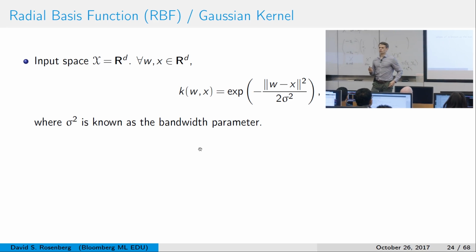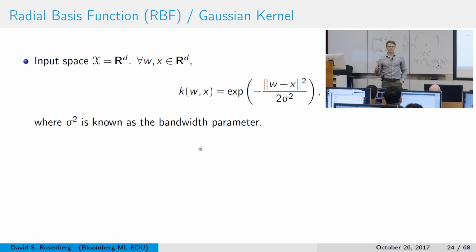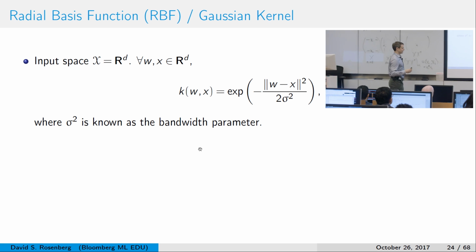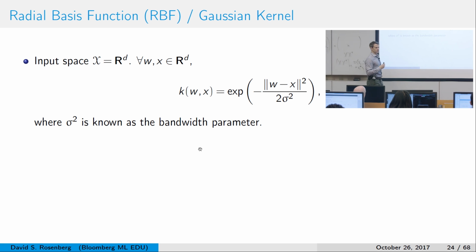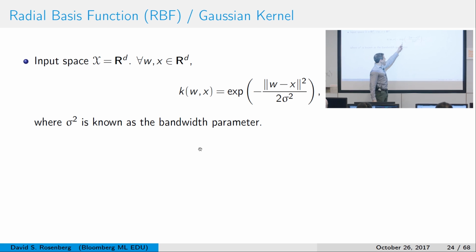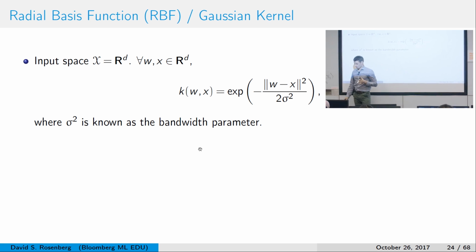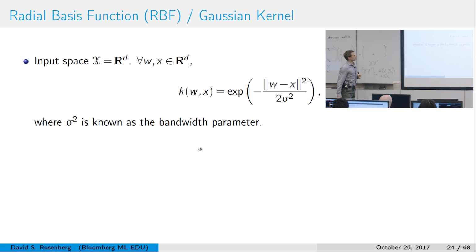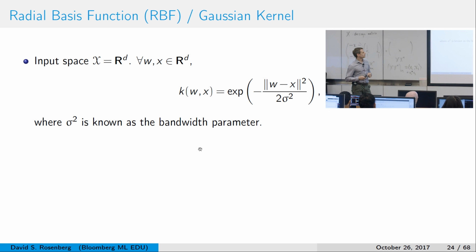So here's the kernel that by far is most used after a linear kernel. It's called the radial basis function, or the Gaussian kernel. And it has this form. Sigma squared is known as the bandwidth parameter. Do we see why this might be called a similarity score?